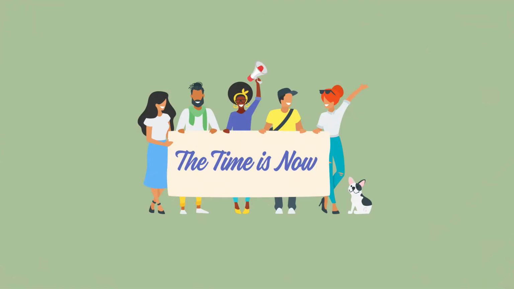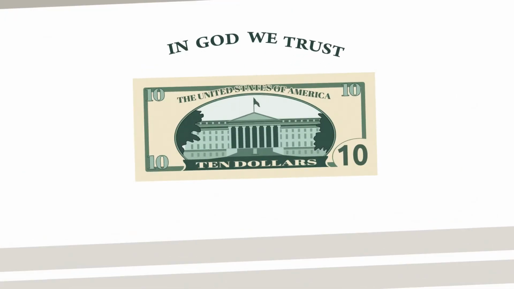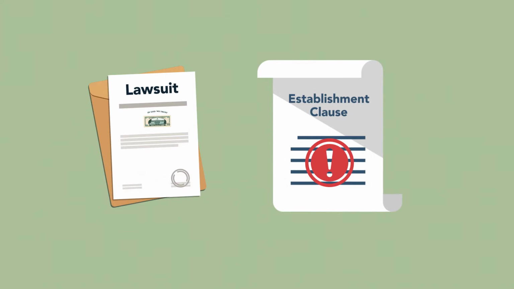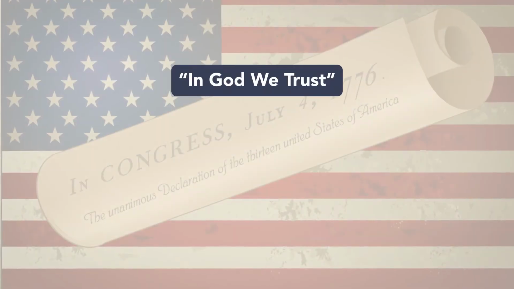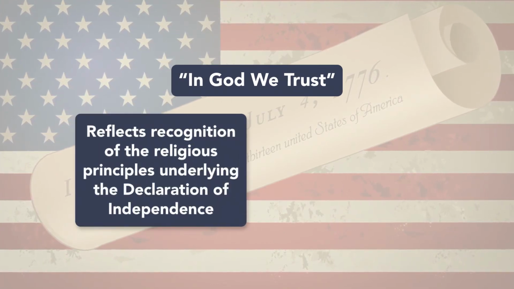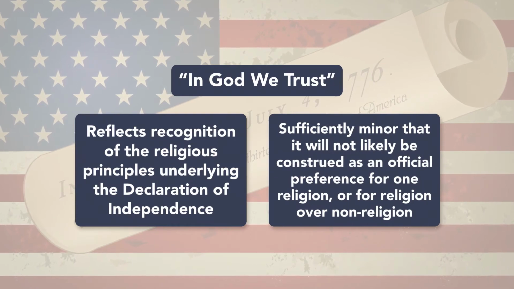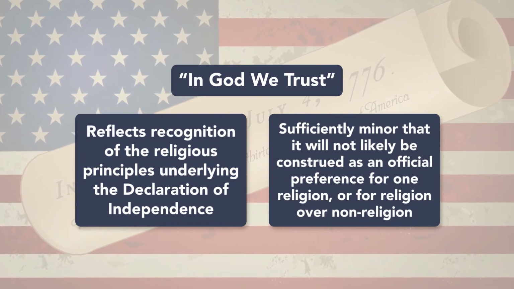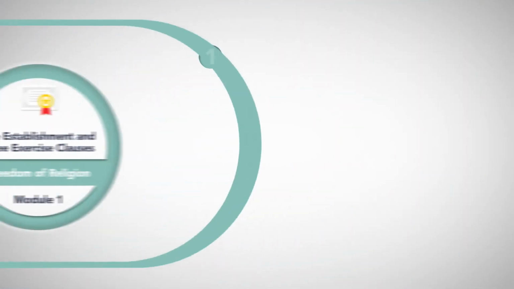Example 2. The Time Is Now, a well-known atheist organization, filed a lawsuit in which it alleged that the phrase "In God We Trust," which appears on all currency in the U.S., violates the Establishment Clause. This lawsuit will likely lose. The inclusion of "In God We Trust" on currency in the U.S. reflects recognition of the religious principles underlying the Declaration of Independence, and in any event is sufficiently minor that it will not likely be construed as an official preference for one religion or for religion over non-religion.